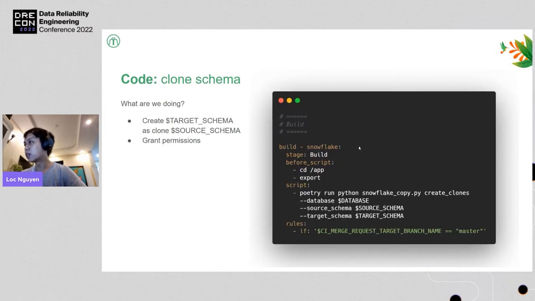A little bit more detail into how we're cloning the schema. We are basically defining a script, Snowflake copy, that can be run as a command line, where we're creating a clone on the database defined as the data warehouse, on the source schema defined as Mayan, and target schema defined as Bigeye CI/CD.